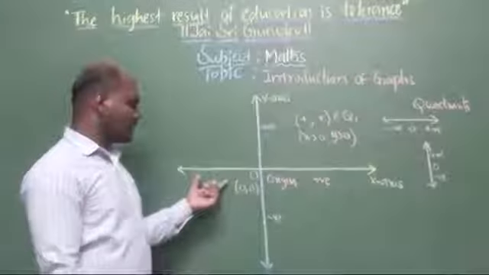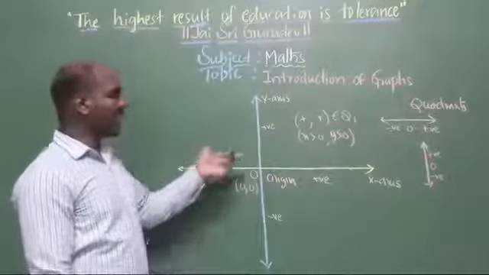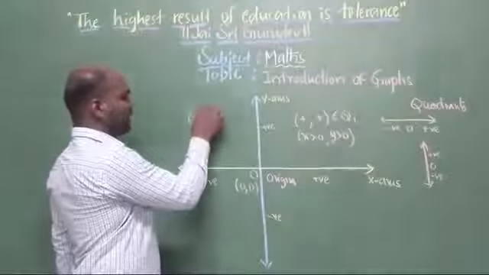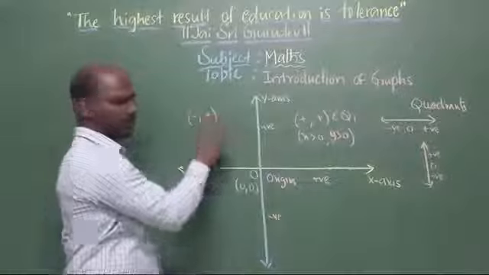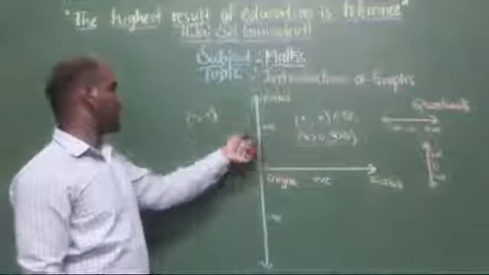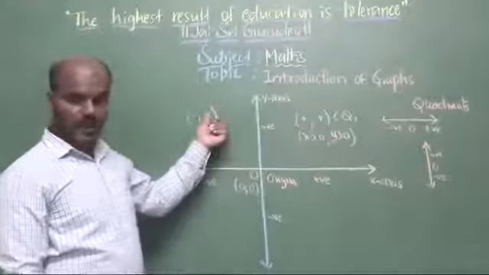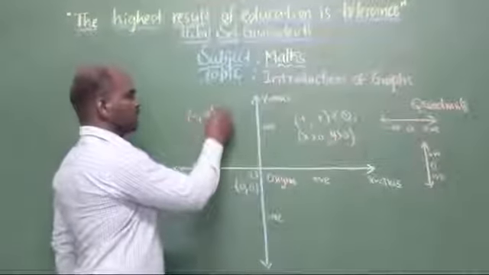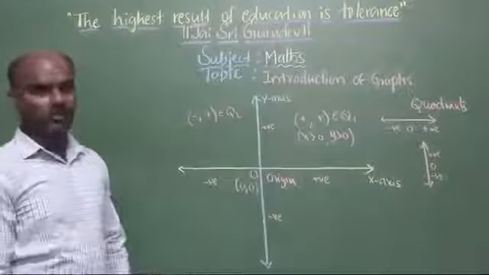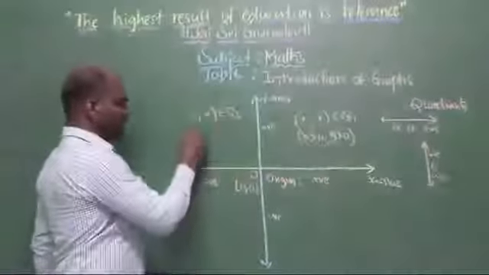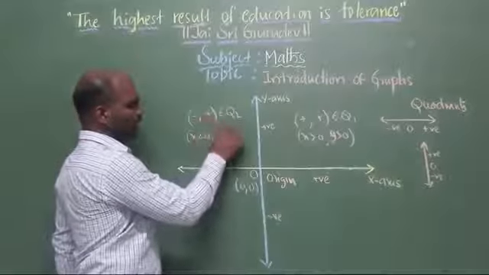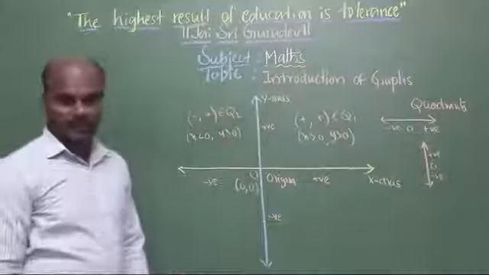So the x-axis value is negative and the y-axis value is positive, that is minus and plus. Such points belong to Q2. Negative means x is less than 0, and positive means y is greater than 0.